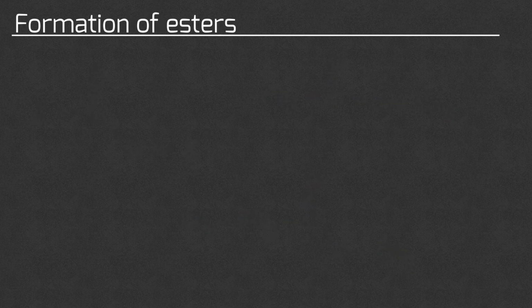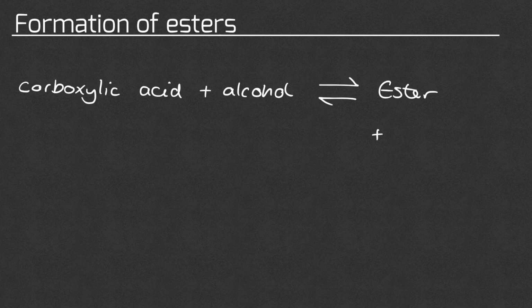If you heat a carboxylic acid with an alcohol in the presence of a strong acid catalyst, usually sulfuric acid, you'll produce an ester. We call this an esterification reaction. This is the general equation for an esterification reaction. The carboxylic acid will react with the alcohol using a strong acid catalyst under reflux conditions to produce the ester and water. This reaction is an equilibrium reaction.